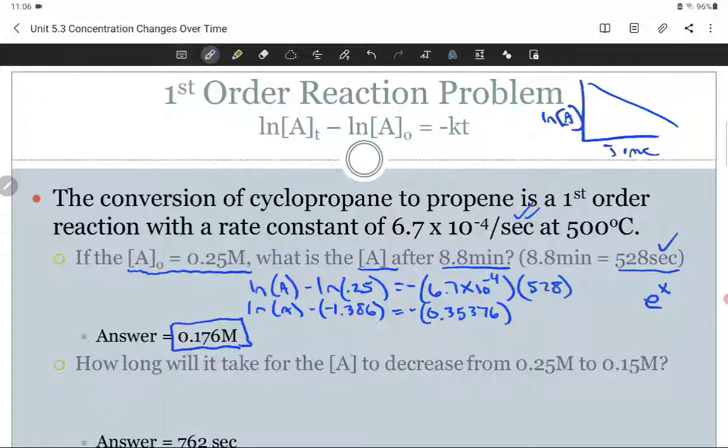Actually, probably we should have gone to 2 sig figs because our measurements were 2 sig figs. So let's actually amend this answer here to 2 sig figs.